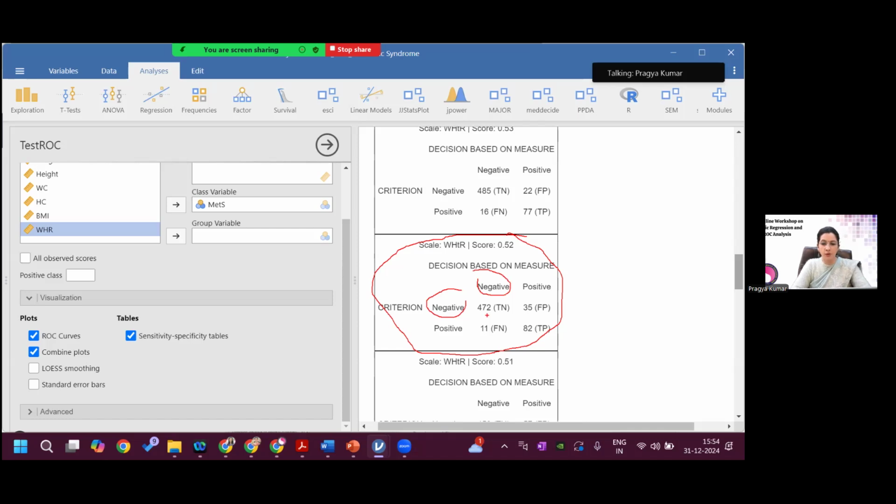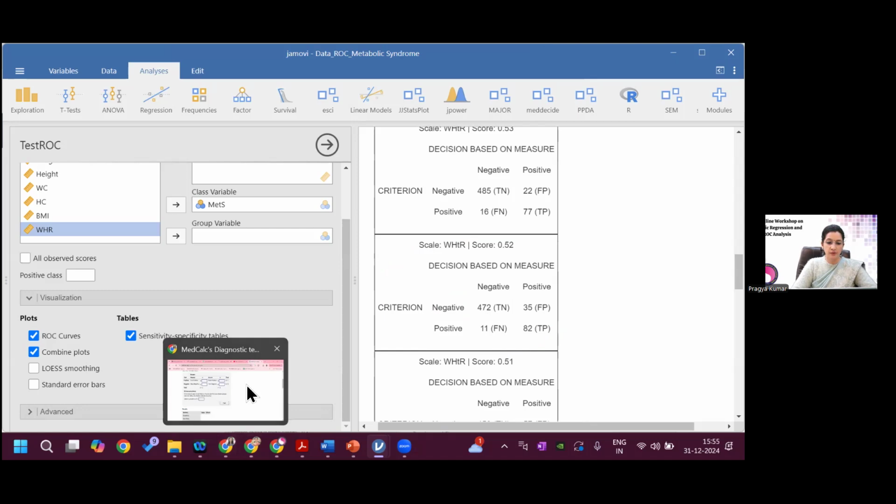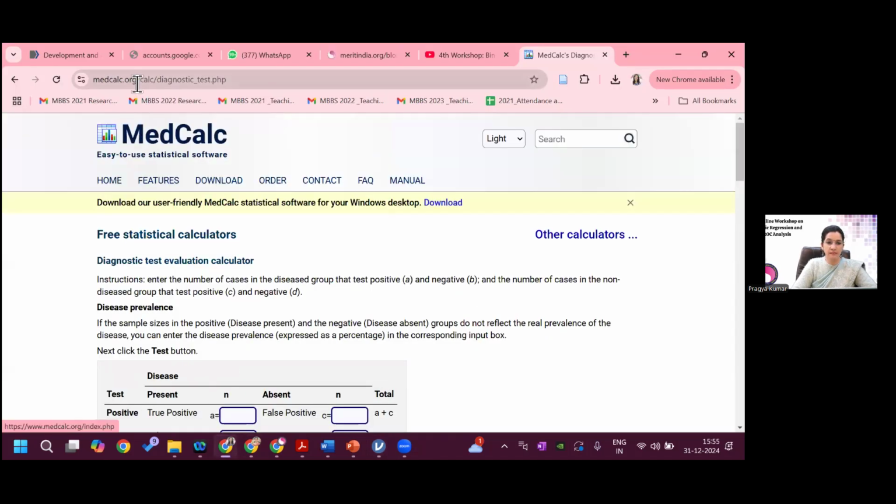Now I will go to MedCalc. MedCalc is a calculator where you have to enter these values and it gives you the 95% confidence interval. Otherwise, the sensitivity and specificity confidence intervals, you will not get here. So I'll go to this MedCalc. In Google, I have typed MedCalc diagnostic test. This one.